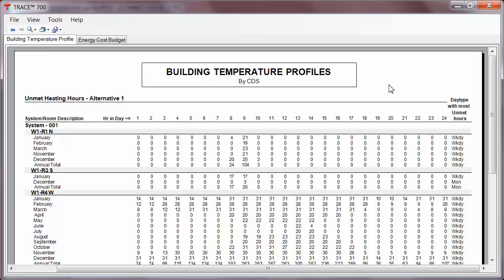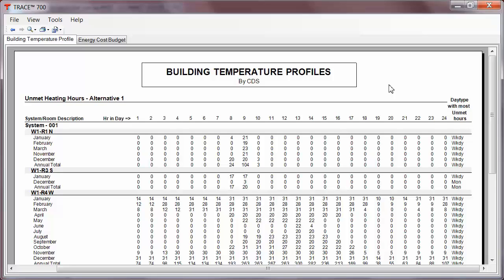Looking at the unmet hours portion of the report, it will tell us in what months, time of day, and day types the unmet hours are occurring. By seeing when they occur and thinking about what is happening in that room during that time, we can begin to get an idea of the possible issue.